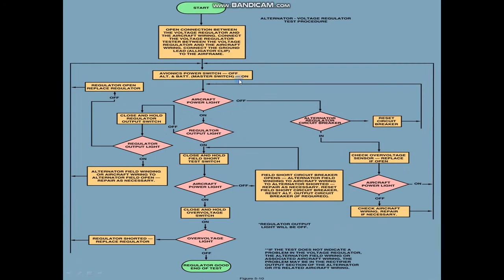As we talked, the rectangular box explains a procedure, while the diamond makes a question that needs to be answered yes or no. Like this, we have an aircraft power light. If it's on, we have another question. If it doesn't work, we have another question. So this flow chart is used mostly in troubleshooting.